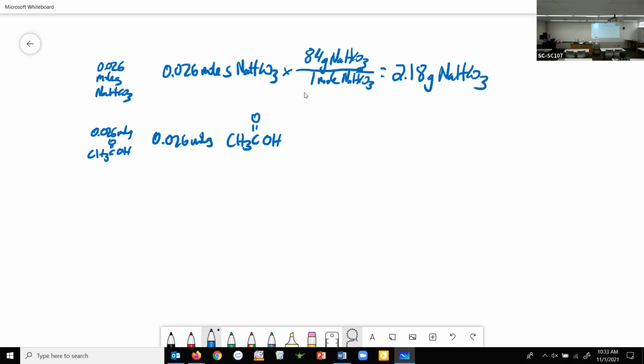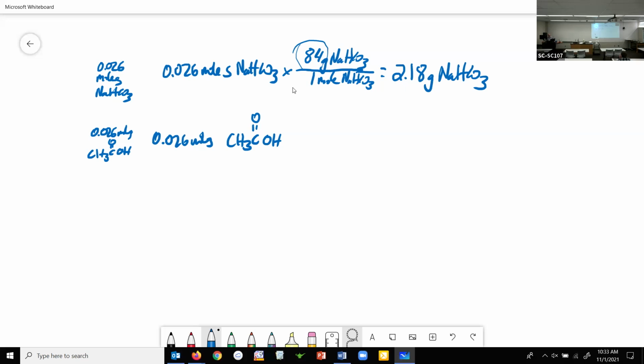Now, just a quick check. Where have you seen this number 84 previously? Where? In lab 2 weeks ago. So it's the same number that we used to figure out how many moles of baking soda were in the cup. 84 grams per mole. It doesn't change. It's consistent for that substance for all eternity.